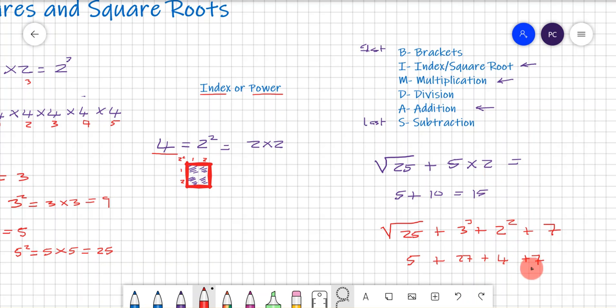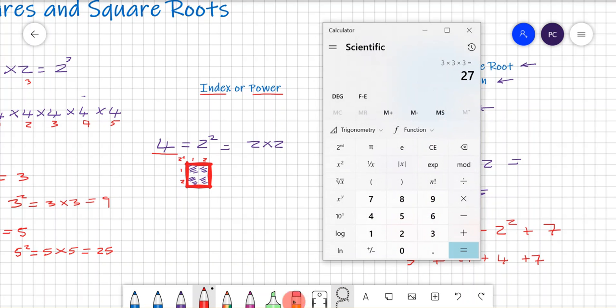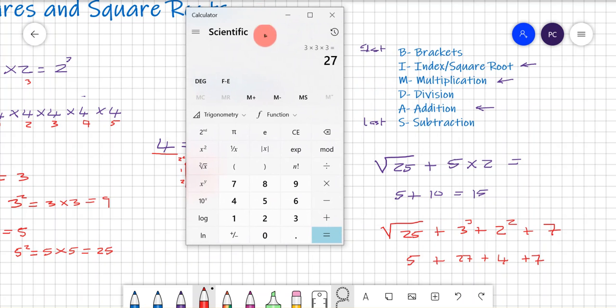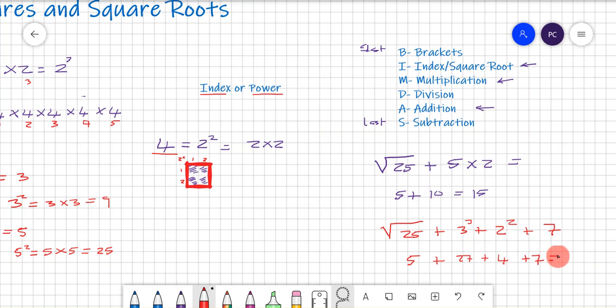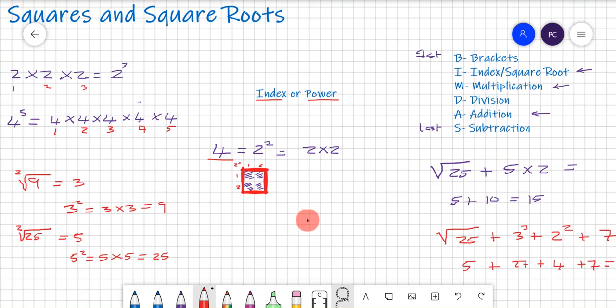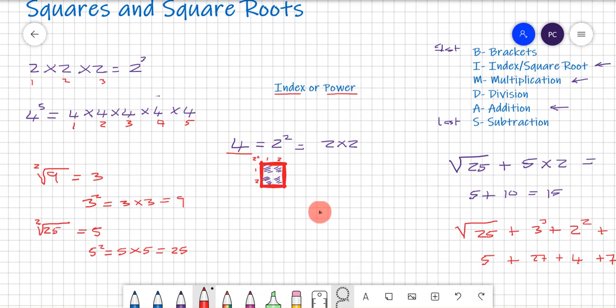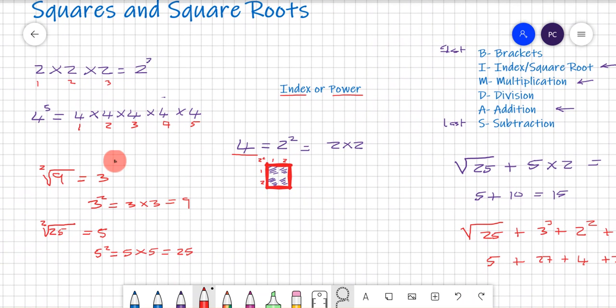And then I add these up. So it's going to be 5 plus 27 plus 4 plus 7, and that's equal to 43. So that's just some common problems that include squares and square roots in them. So that is squares and square roots.